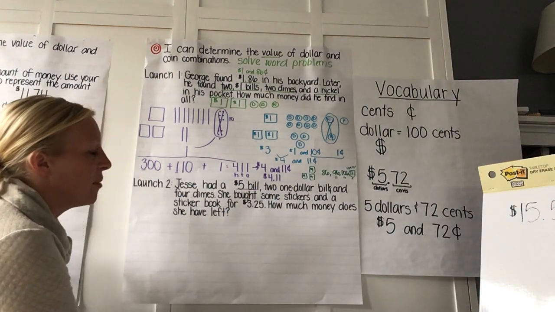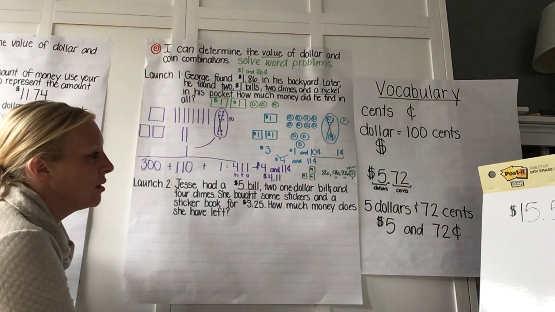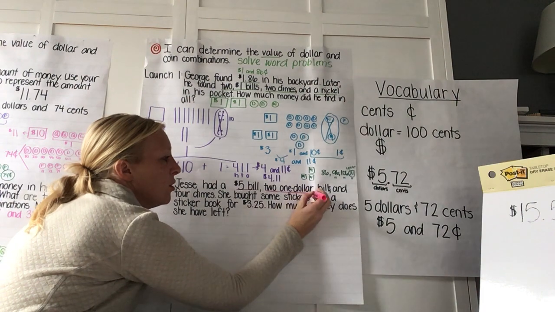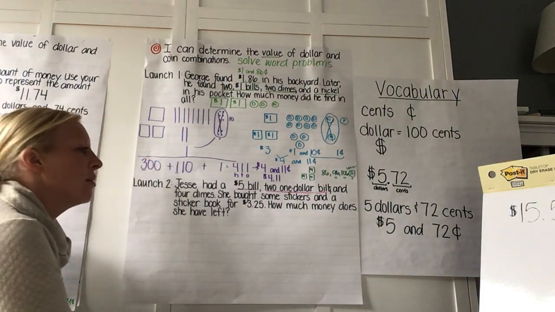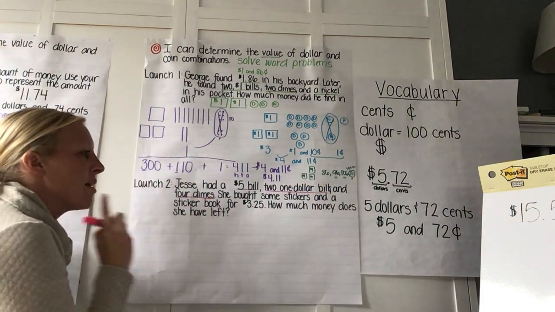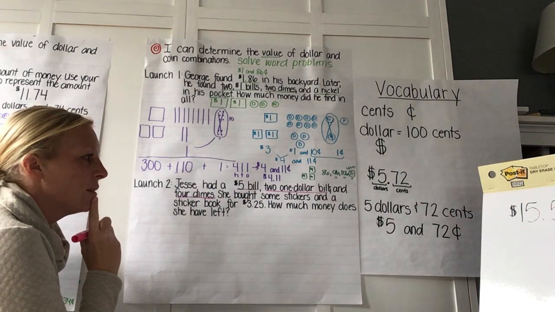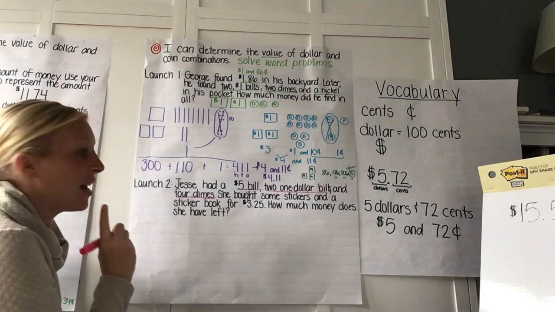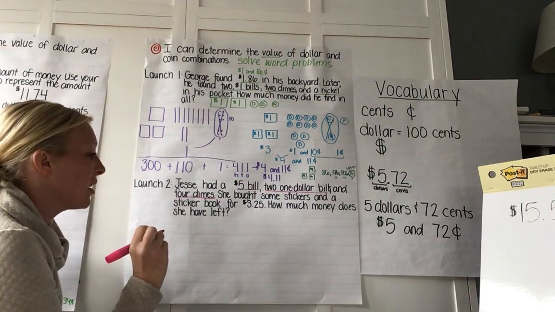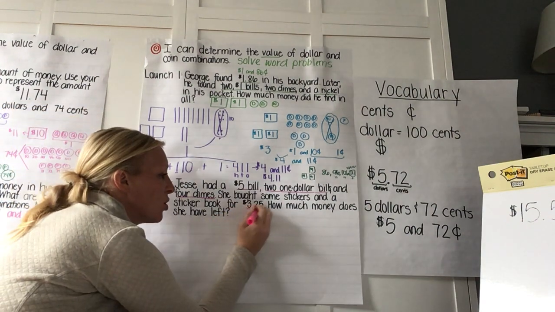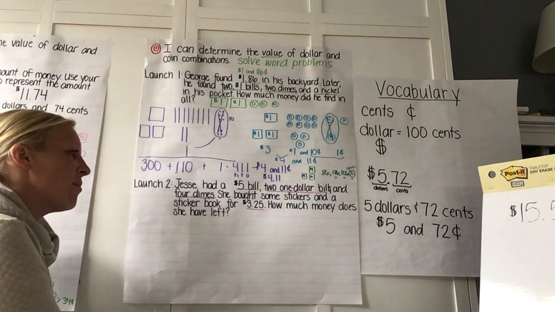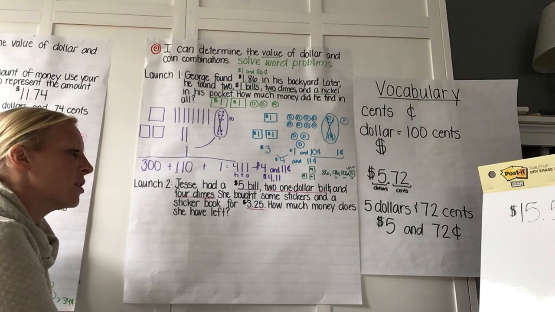She has a $5 bill, okay? She has two $1 bills and 4 dimes. How much money does she have? Ooh, let's figure that out, won't we? She bought some stickers and a sticker book for $3.25. How much money does she have left?